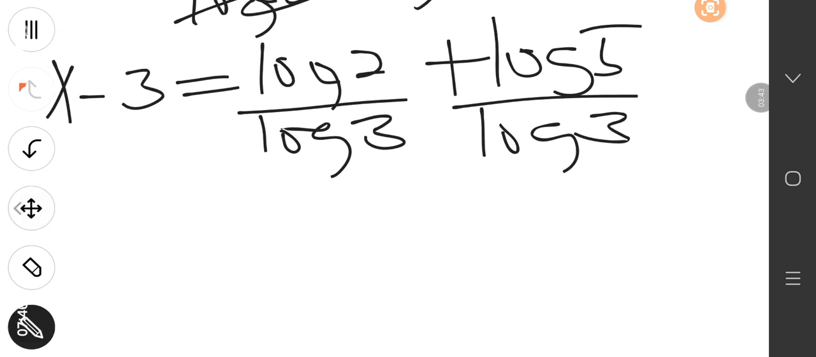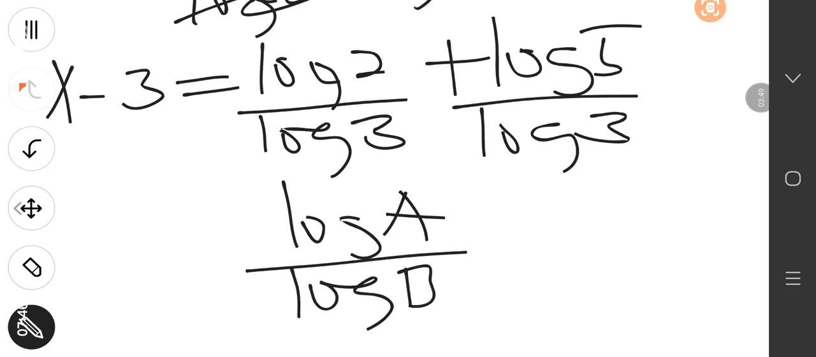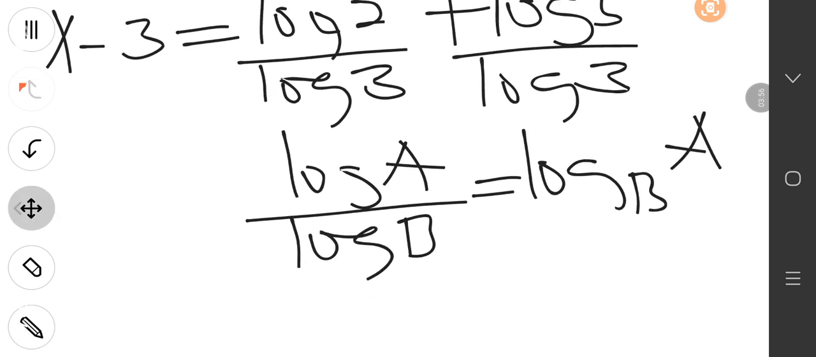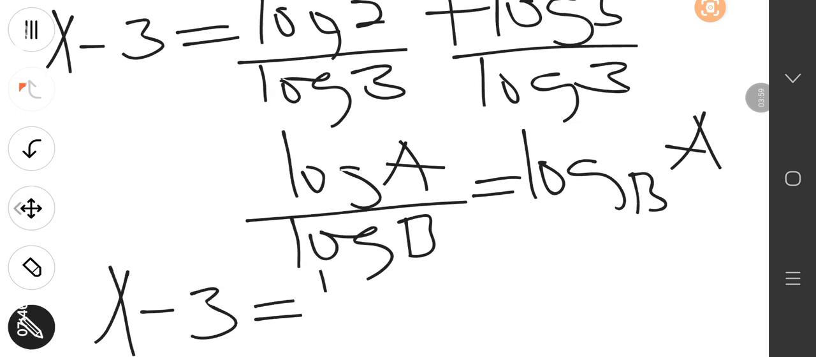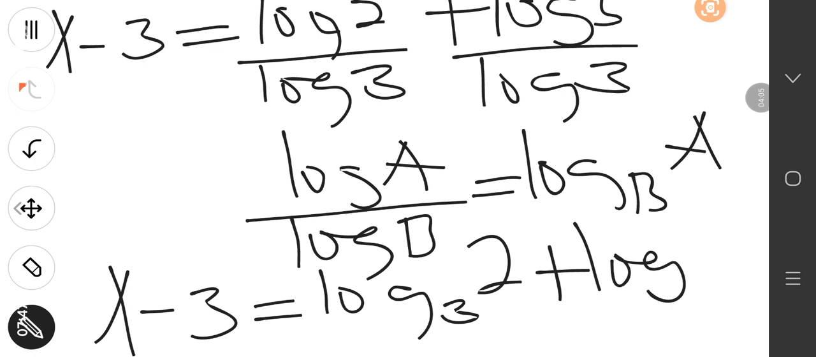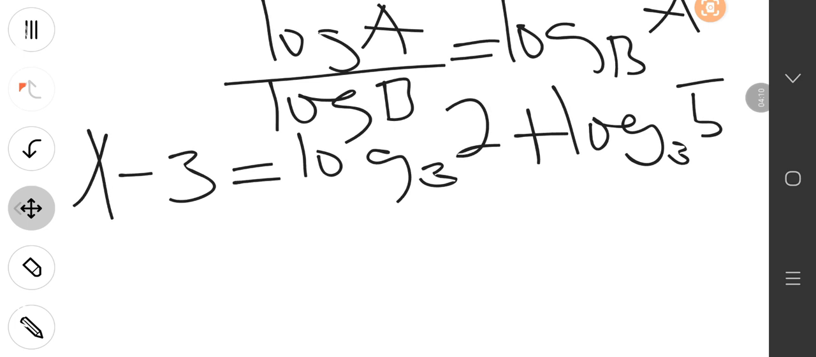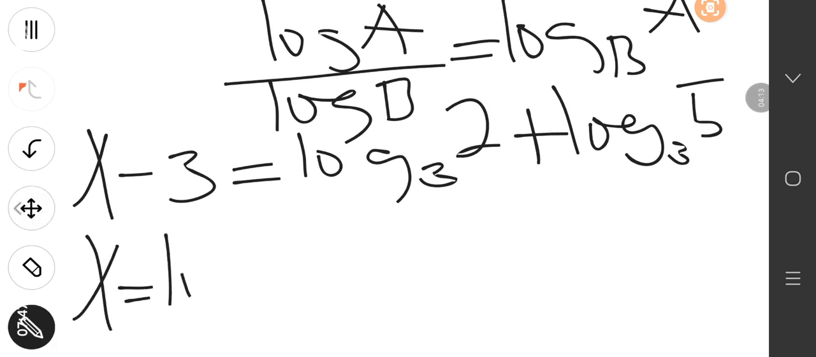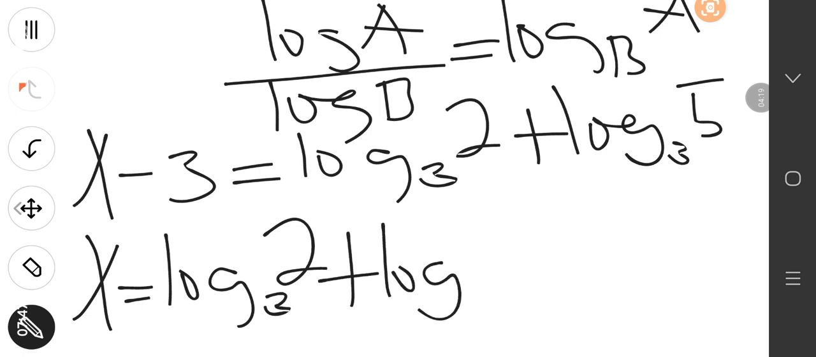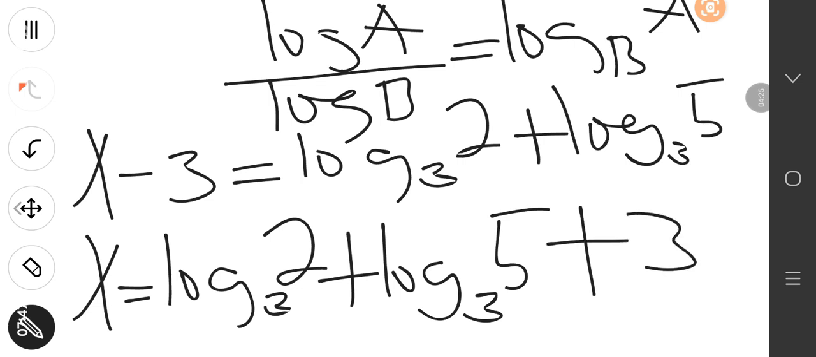Alright, now let's apply the change of base formula here. So we say log a over log b equals log a base b. So this gives us x minus 3 equals log 2 base 3 plus log 5 base 3. So you're going to have x equals log 2 base 3 plus log 5 base 3 plus 3. And this is our answer.